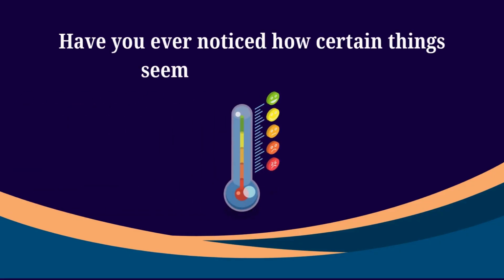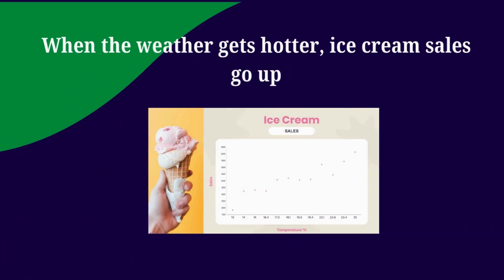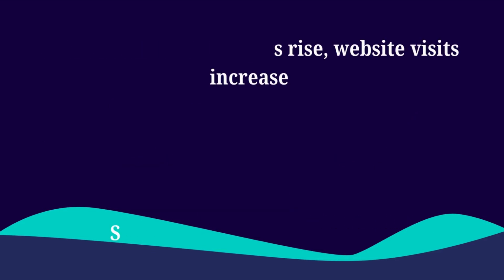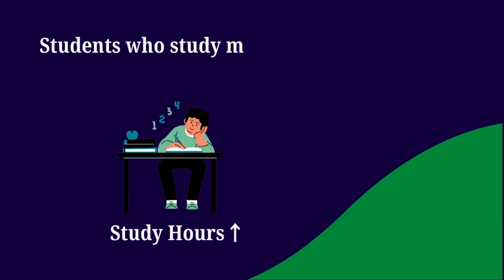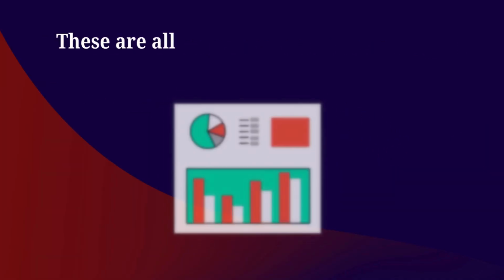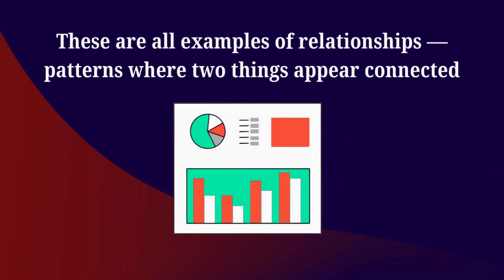Have you ever noticed how certain things seem to move together? When weather gets hotter, ice cream sales go up. When advertising budgets rise, website visits increase. Or maybe you have seen that students who study more tend to score higher. These are all examples of relationships, patterns where two things appear connected.